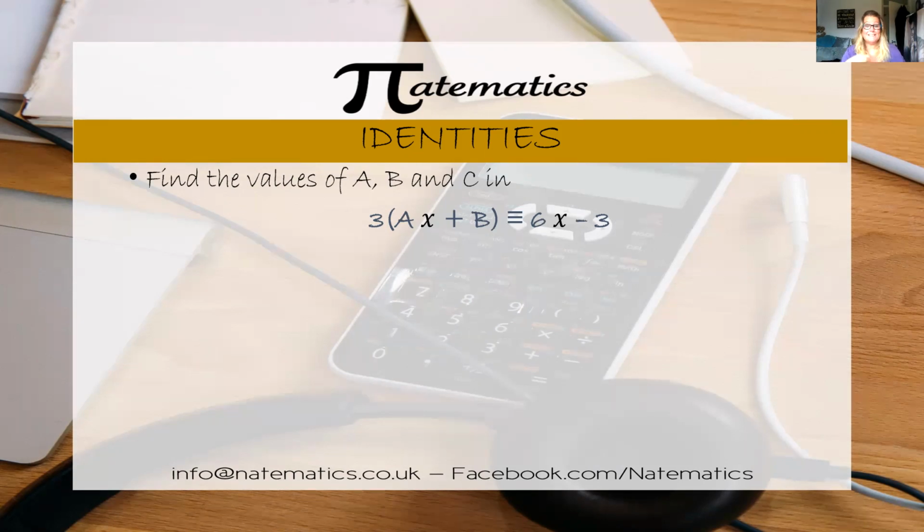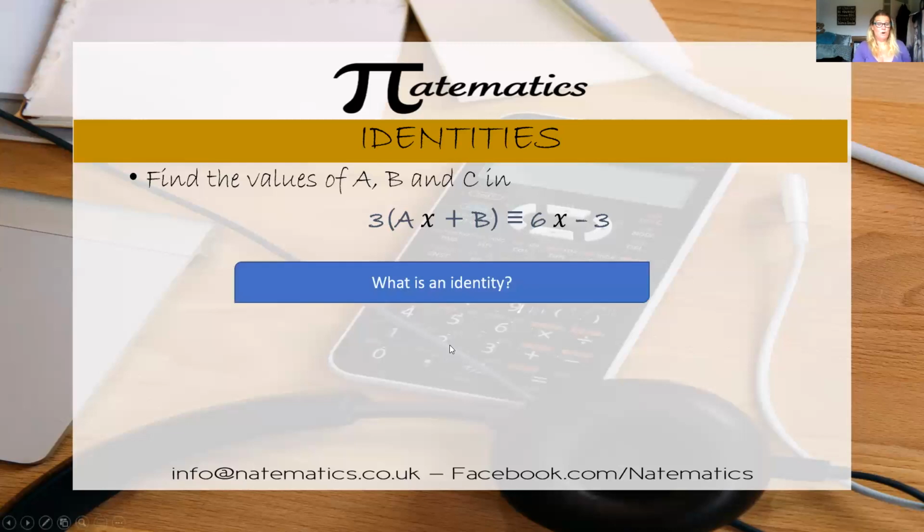Okay, so here's a question. It says find the values of A, B, and C, except there's only A and B in this one, where 3 times (AX plus B) is exactly the same as 6x minus 3. Now, when I say exactly the same as, I'll explain that a little bit more now. I'm just going to move this over a little bit. Okay, that's better. So the first thing is, what is an identity?